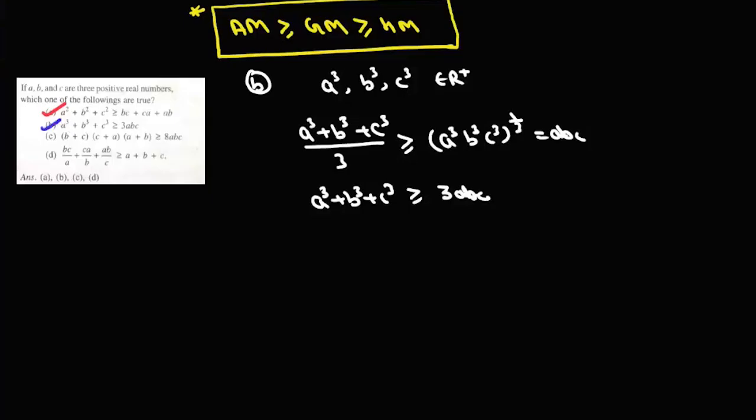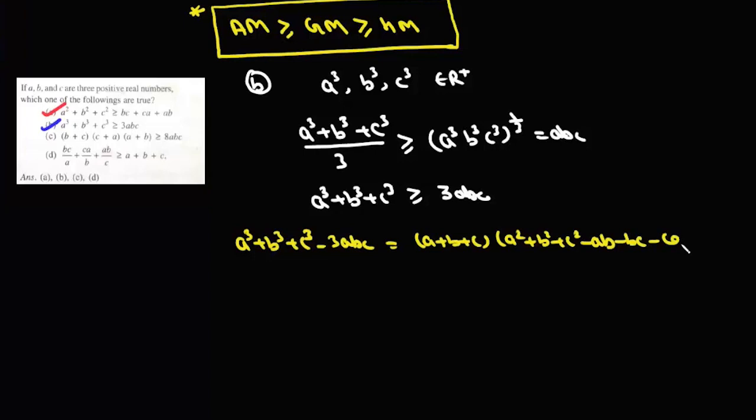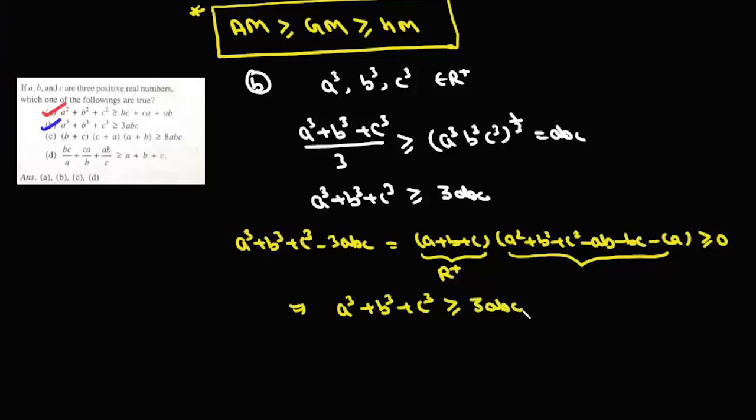Another way to write this is, we know that A cube plus B cube plus C cube minus 3ABC is (A plus B plus C) into (A square plus B square plus C square minus AB minus BC minus CA). Now we know that A, B, C are all positive real numbers, so this is a positive real number, and in the first part we have proved that this expression is always greater than or equal to 0. So from here again we can write A cube plus B cube plus C cube is greater than or equal to 3ABC.